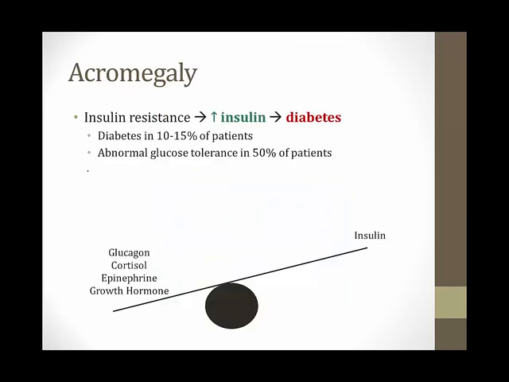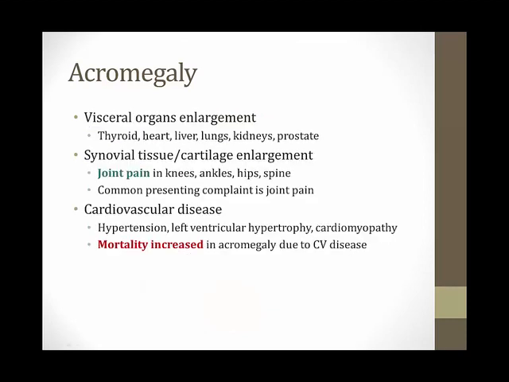Another problem that occurs in patients with acromegaly is diabetes. As we talked about before, growth hormone is anti-insulin. This causes insulin resistance, and as a result, the insulin level has to rise to control the blood sugar. In some patients, the insulin is not able to rise enough to keep the blood sugar normal, and thus diabetes develops. Diabetes occurs in about 10 to 15% of patients with acromegaly, and 50% of patients have an abnormal glucose tolerance test.